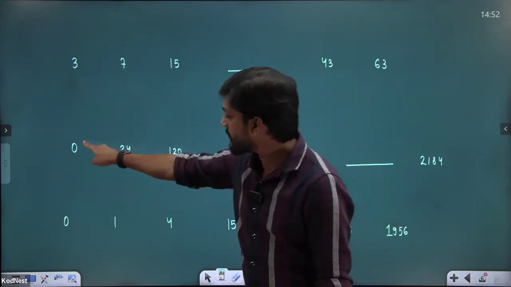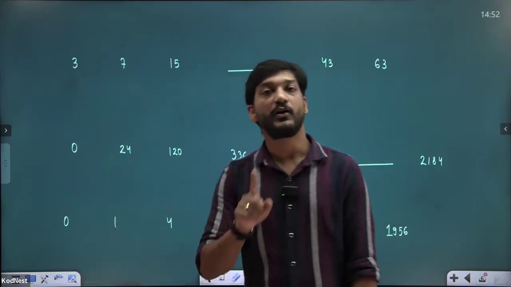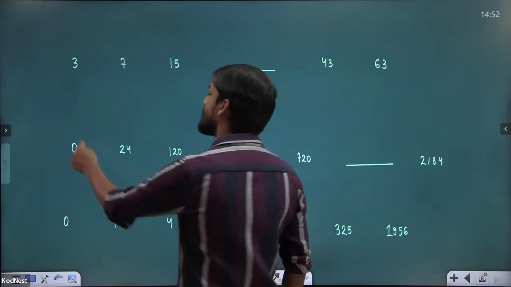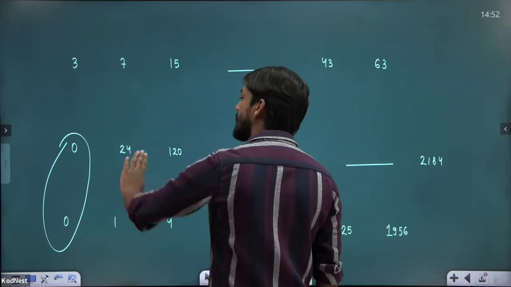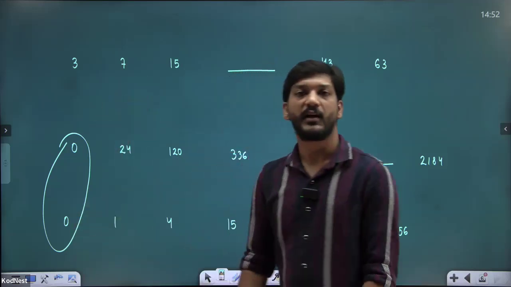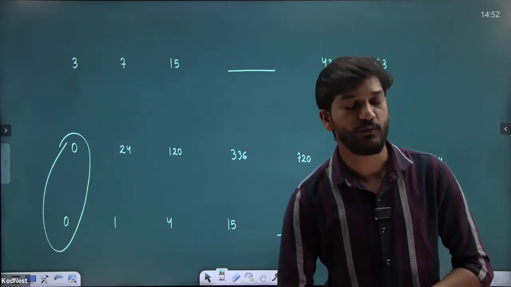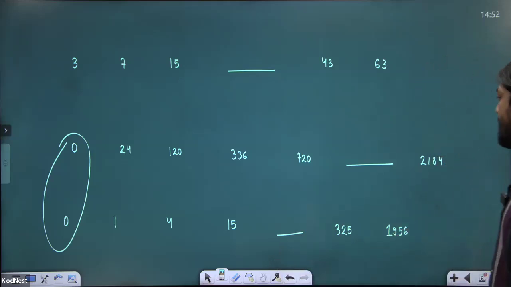And whenever the series starts with 0, you will not start with 0. So don't think 0 is present. Just giving you one hint. Start with 24 and 1. You can think about the 0 part later, because 0 is always confusing. That's why. Okay, please start.